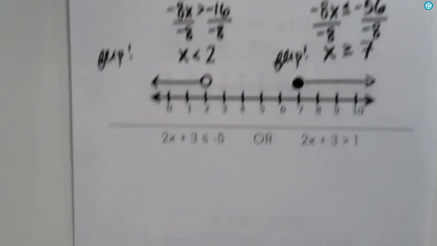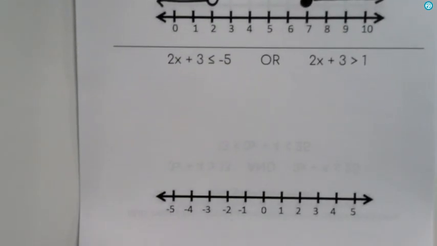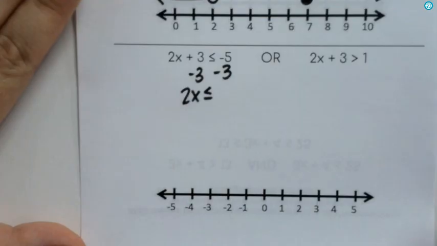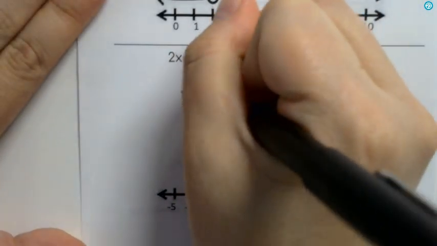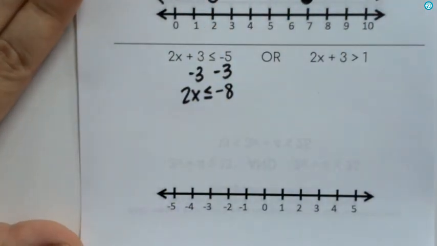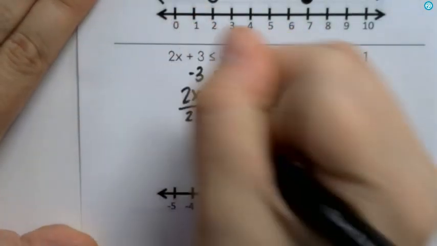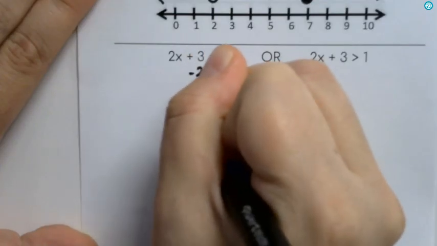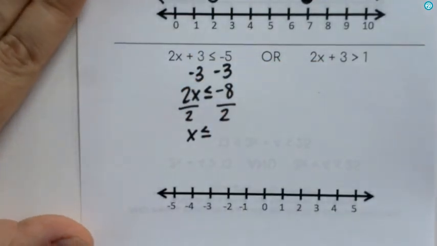Our next one's same concept, different numbers. And we never divide by a negative in this one. So I've got 2x plus 3 is less than or equal to negative 5. I'm going to subtract 3 from both sides. I'll get 2x is less than or equal to negative 5 minus 3, which is negative 8. And then I'll divide by 2 on both sides. I'll get x is less than or equal to negative 8 divided by 2.